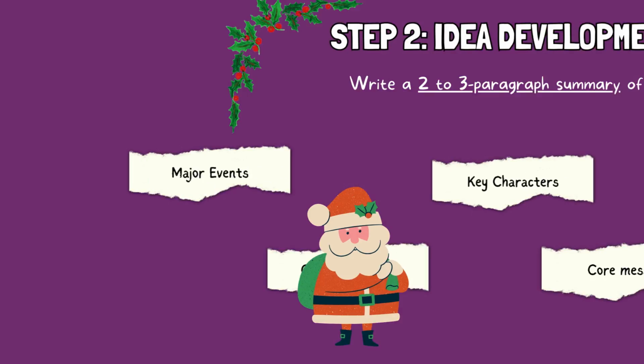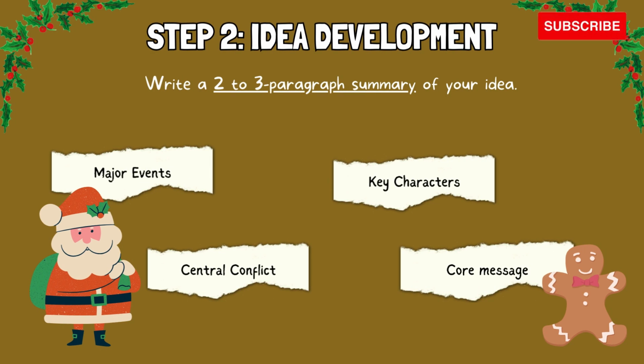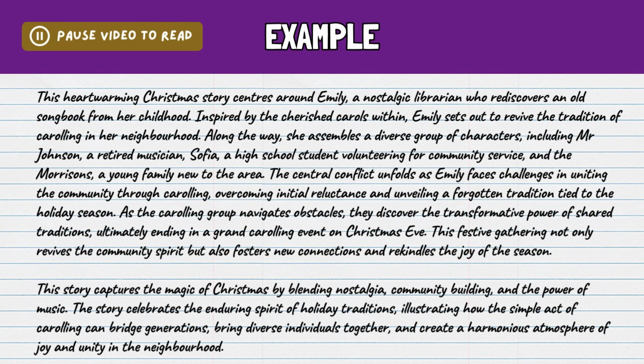Step 2 is idea development. Once you have your seed of an idea, nurture it, expand on it, explore different angles, and envision the possibilities. Consider identifying major events, introducing key characters, and outlining the central conflict or challenge that will propel your story forward. You can then write a 2 to 3 paragraph summary of your idea. Here is an example of a paragraph summary we wrote for our chosen idea of a character who rediscovers the joy of Christmas through song.